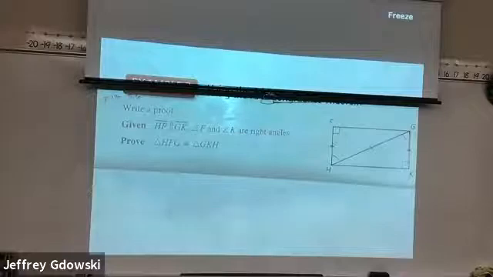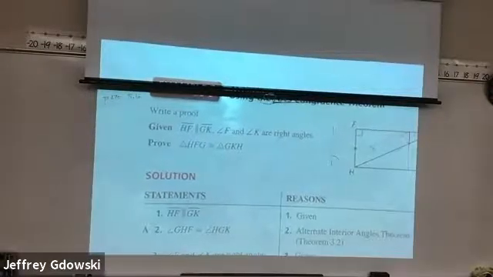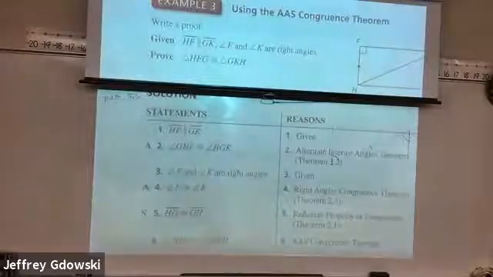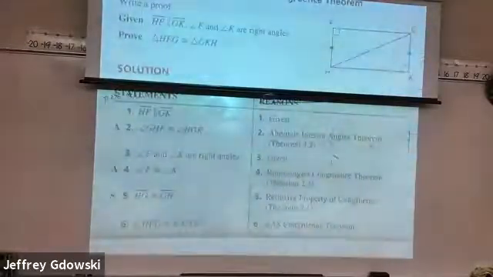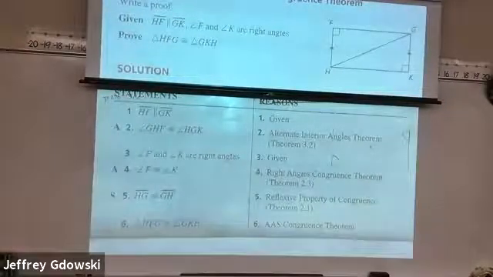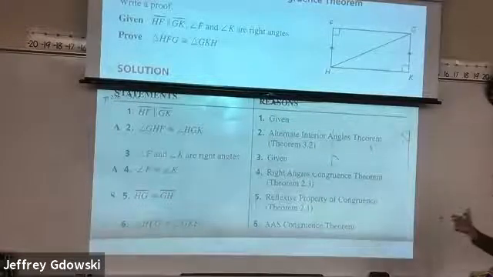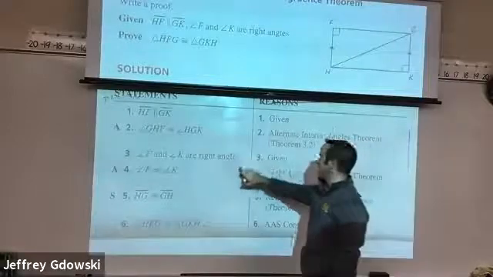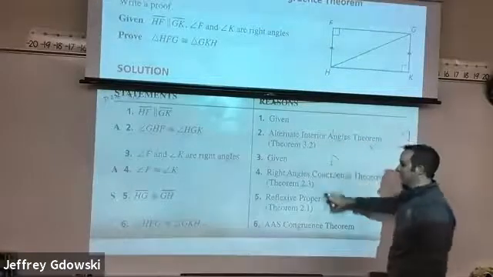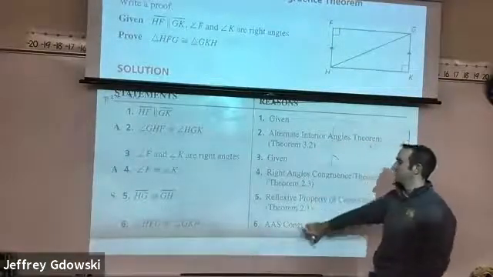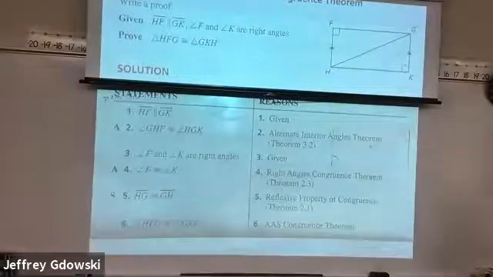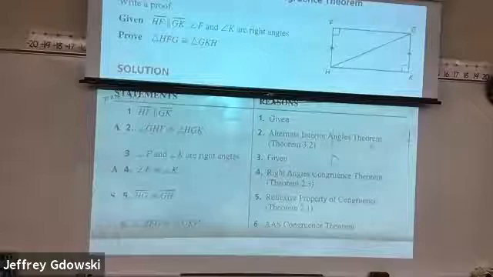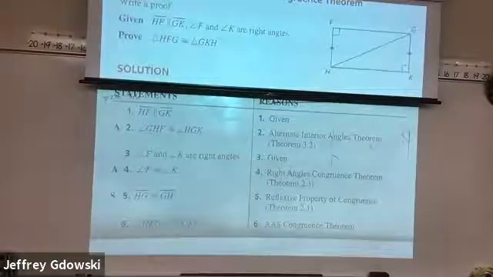So if we look at the finished proof, all right, we've got that given. We used AIA, make sure it's the correct angles for AIA. Because they're right angles, we can use right angle congruence theorem. We've got reflexive property. That's enough now to use AAS for that. Good, good, good. Any questions about those couple proofs that we just looked at?